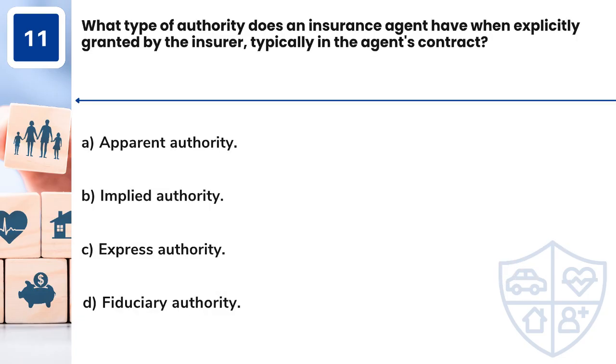Question 11. What type of authority does an insurance agent have when explicitly granted by the insurer, typically in the agent's contract? A. Apparent authority. B. Implied authority. C. Express authority. D. Fiduciary authority.